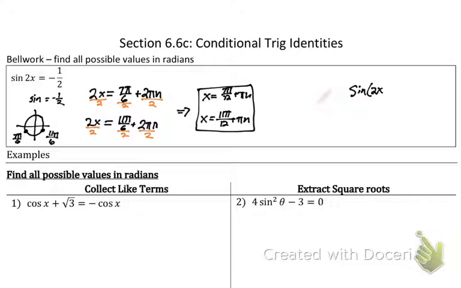Other questions on the bell work? And I heard there were no questions on the homework, so we can just go ahead and move on. Everyone's just like, yeah, let's move on, right? 13? Let's take a peek at 13.